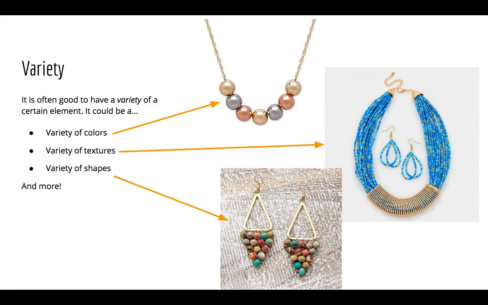And those are just some examples. Like, you could have a variety of literally any of the elements. It doesn't need to be these three. It could be a variety of line, a variety of forms, any of them.